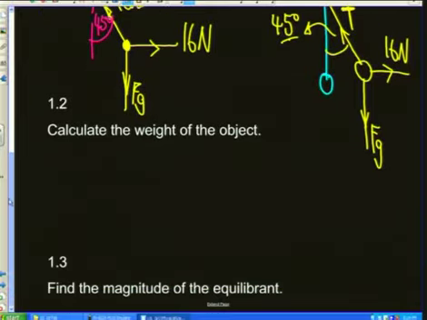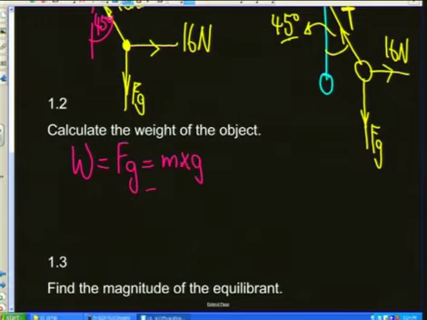Moving on, 1.2, calculate the weight of the object. Simple, okay? Weight is the gravitational force, which is always given by the mass times gravitational acceleration. Now, what is the mass? 2 kilograms. Times, what is g? g is a constant, always 9.8 meters per second squared. And that works out to 19.6 newtons. So that is the weight of your object.